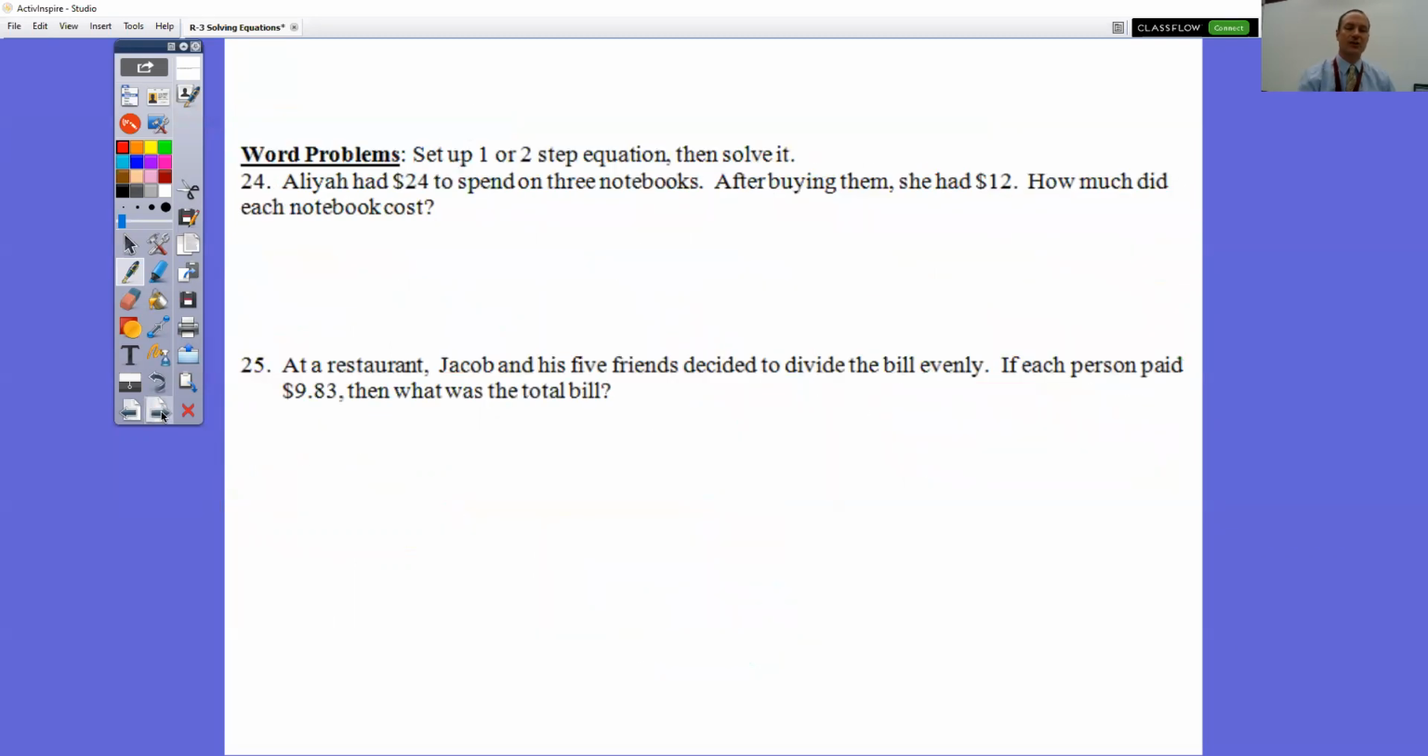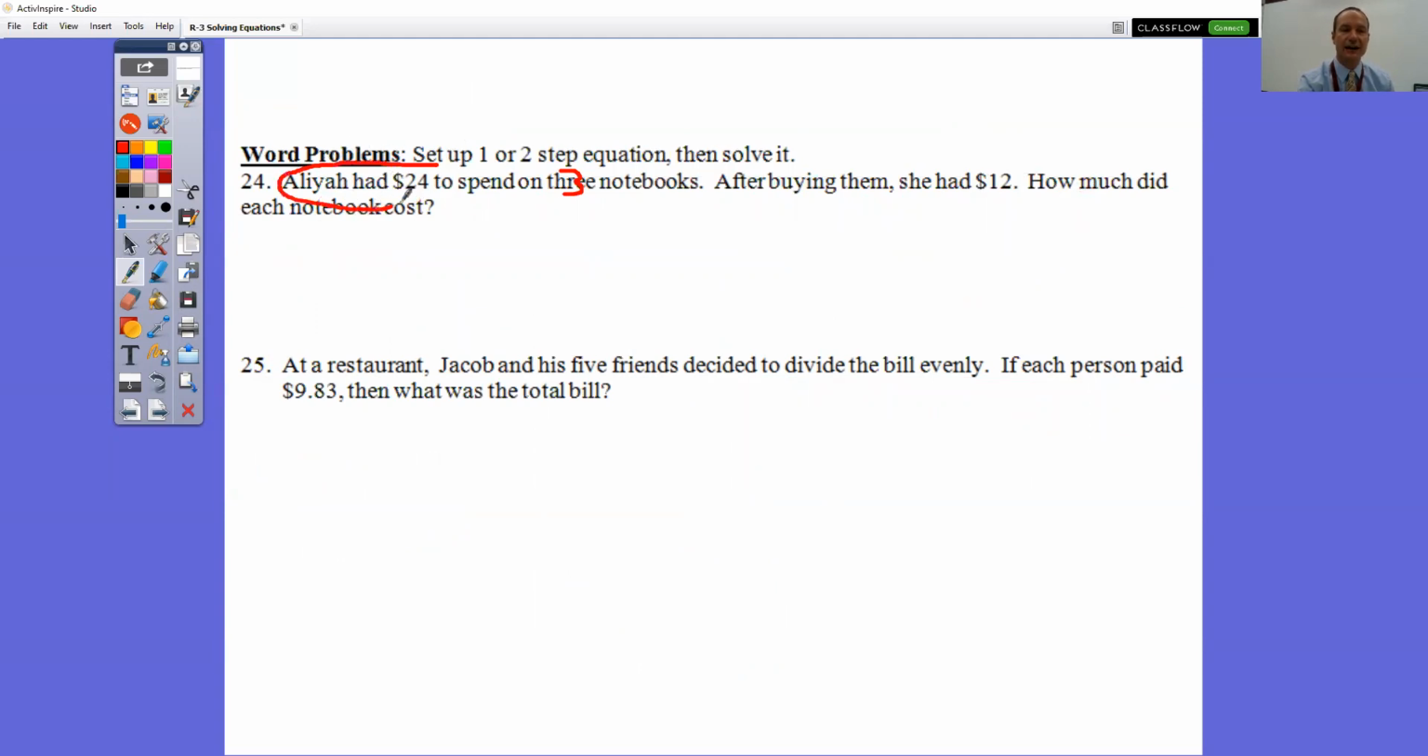The last type of question that you're going to have today are word problems. What you want to do is set up a 1 or 2 step word problem and then go from there. So in this first one, it says Aaliyah had $24 to spend on 3 notebooks. After buying them, she had $12. How much did each notebook cost?